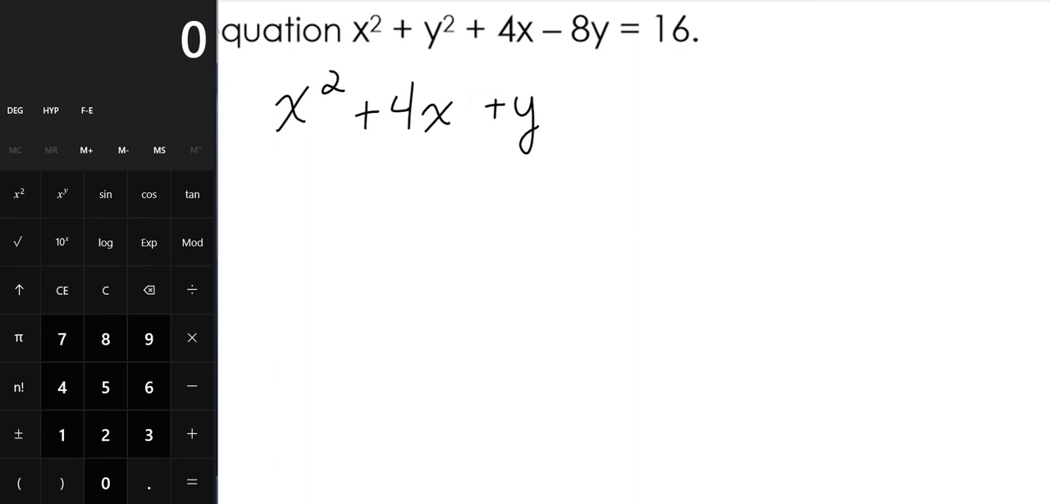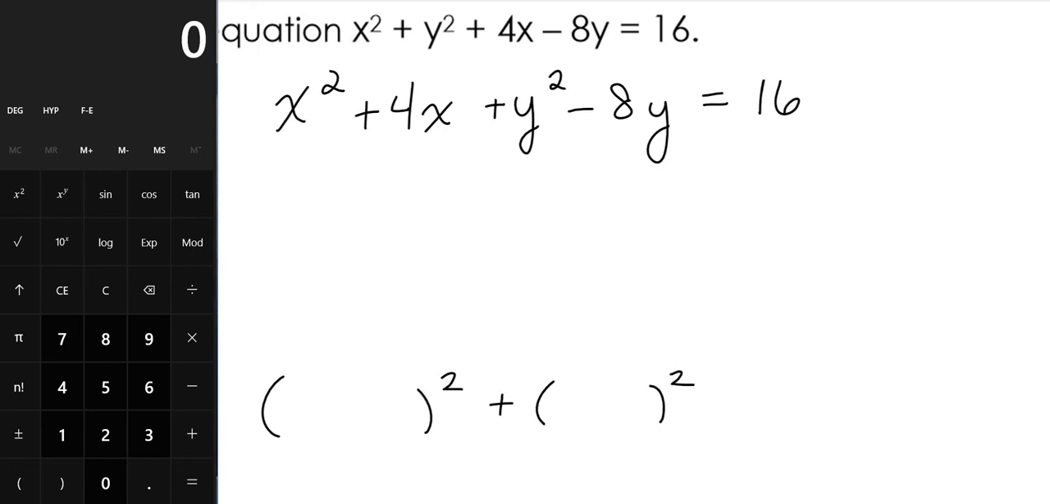I don't like the way that turned out. There we go. Minus 8y equals 16. Okay, your end goal is to have your equation in standard format, so something that looks like this. Now to get there, you want to throw in an x and throw in a y where they belong. And now you're going to focus on the x's and the y's separately.